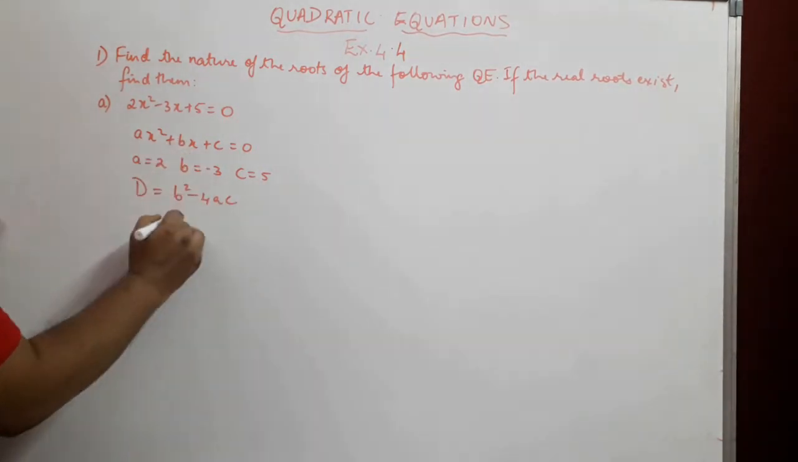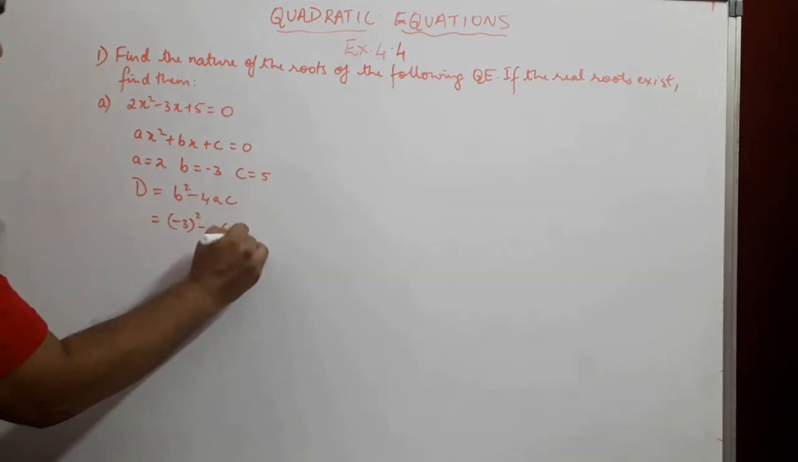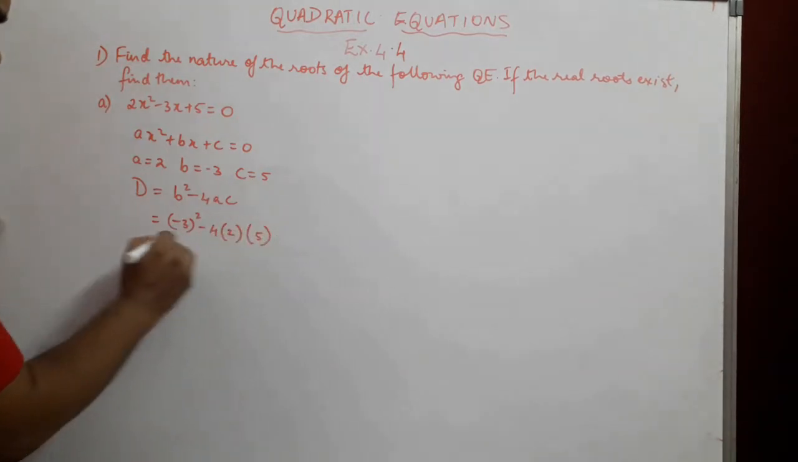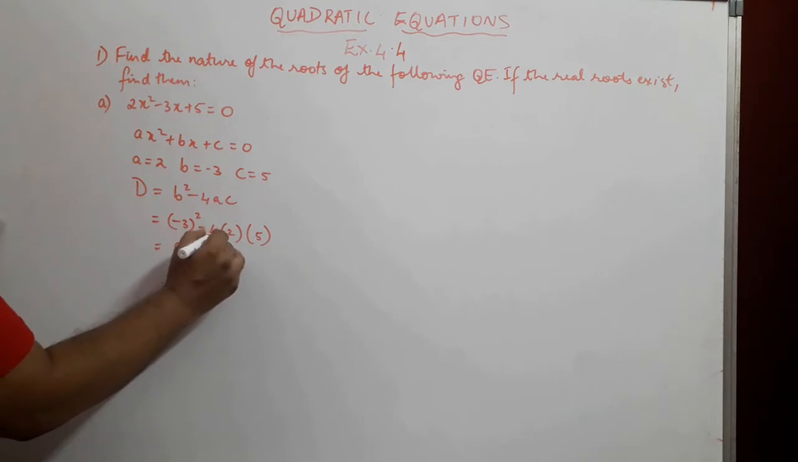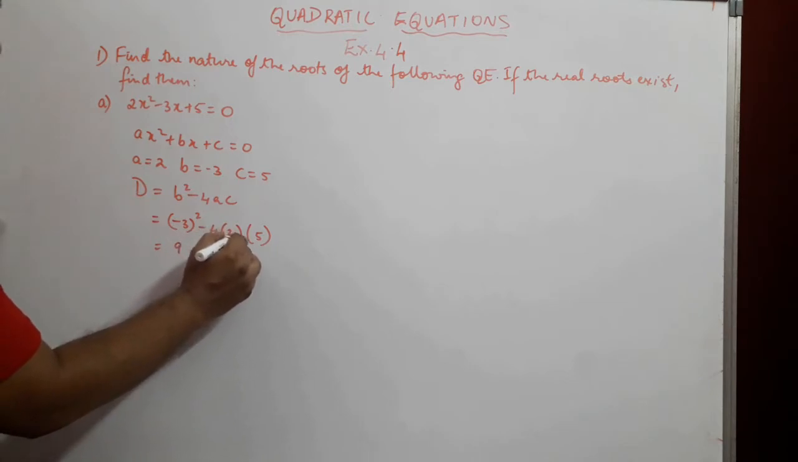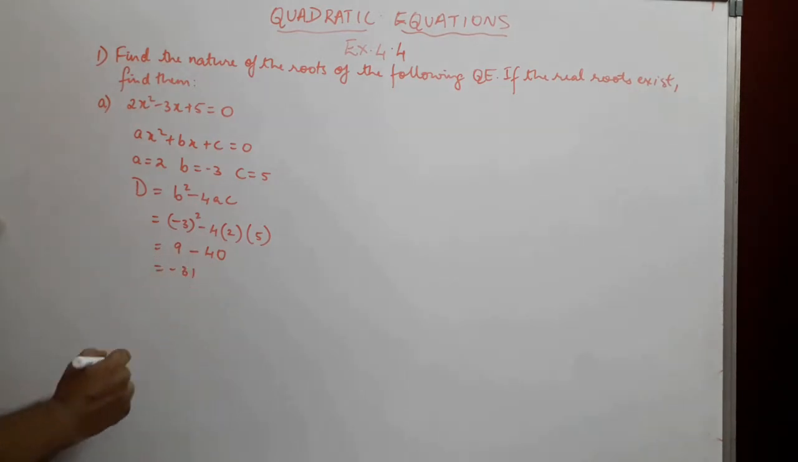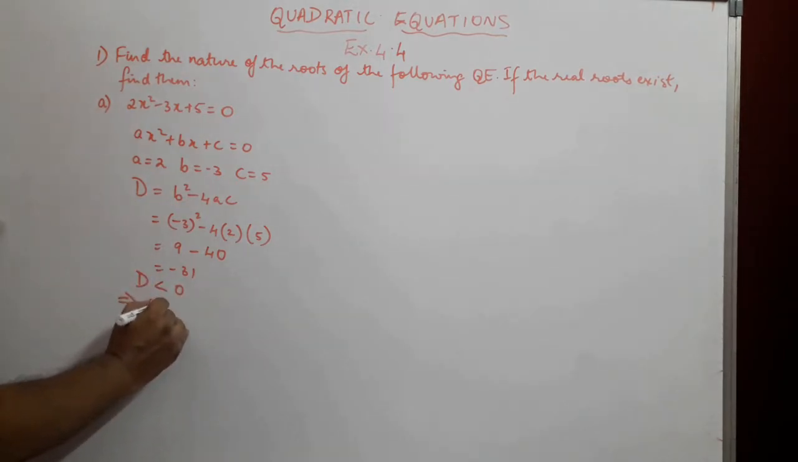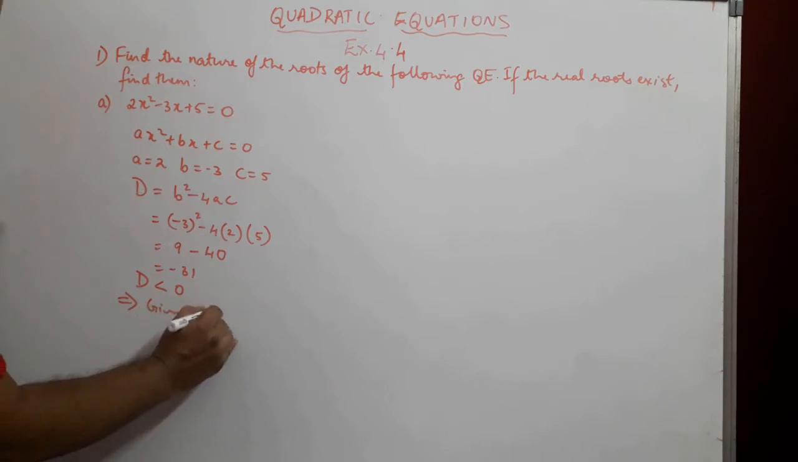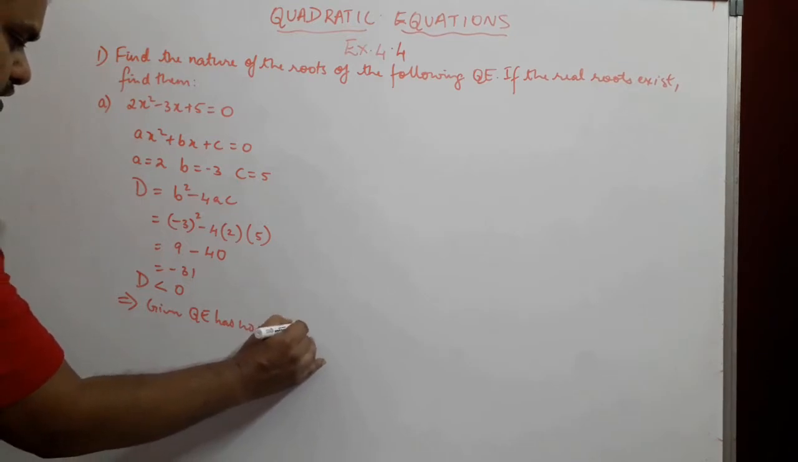What is b? Minus 3. So minus 3 whole square minus 4 into a, which is 2, and c, which is 5. Minus 3 whole square comes to 9. Minus 4 into 2 is 8. 8 into 5 is 40. 9 minus 40 gives us minus 31, which means that d is less than 0. And this implies that given quadratic equation has no real roots.